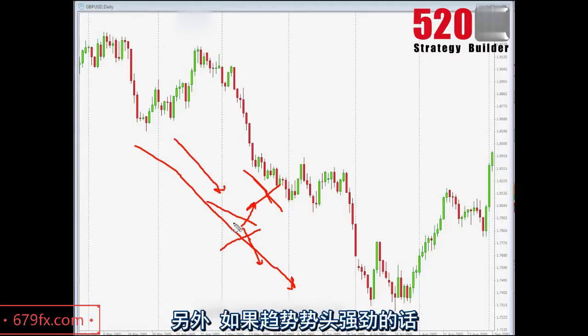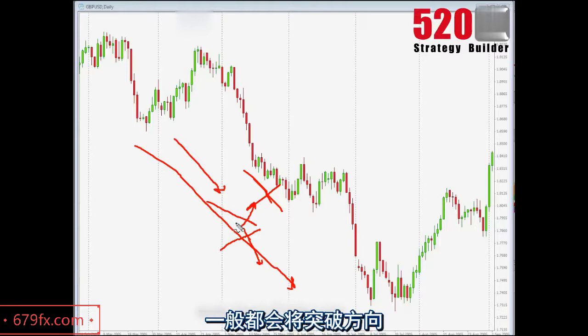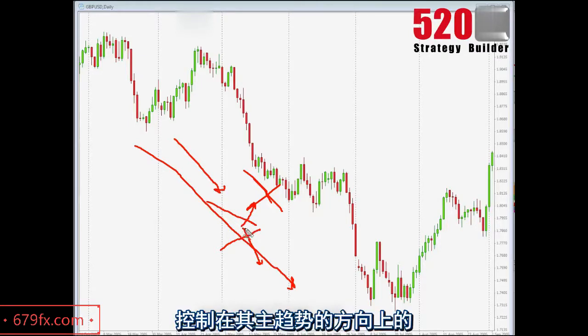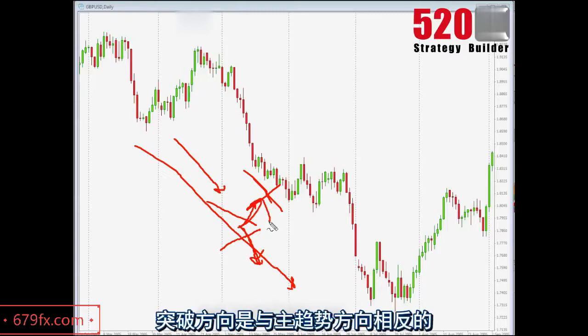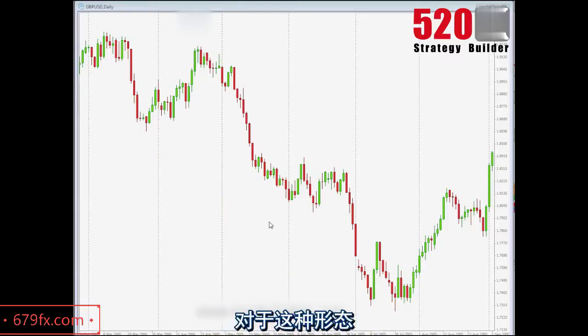More often than not, if it is a strong, solid trend, it usually finds its way to push price to break in the direction of the main trend. That's what usually happens. Nonetheless, sometimes we do get breakouts against the trend, and I will never take those trades.